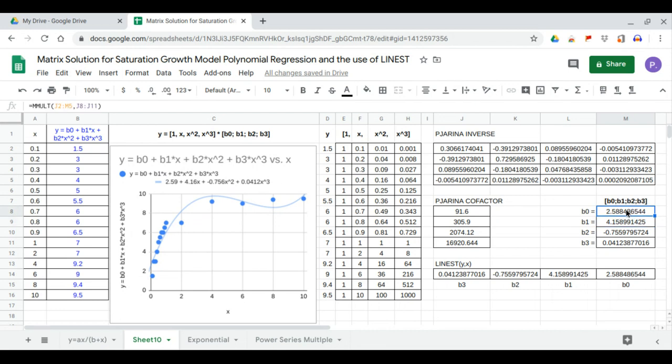You will notice B0 here is 2.588, matches our LINEST output and our chart equation. B1 is 4.1589, matches our LINEST output B1, and rounded off as 4.16 in the chart equation. B2 is negative 0.7559, matches our LINEST output B2, and rounded off as negative 0.756 in the chart equation. And B3 is 0.0412, matches our LINEST output and the chart equation. This completes the polynomial regression analysis for such a saturation growth model using both matrix and LINEST.